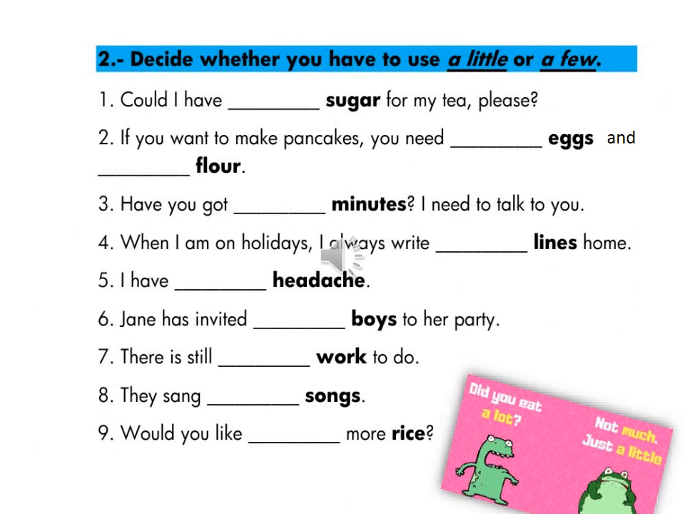Let's read it first. Number one. Please repeat. Could I have a little or a few sugar for my tea, please? Good job. Okay. You have to write your answer here. Choose a little or a few. Number two.